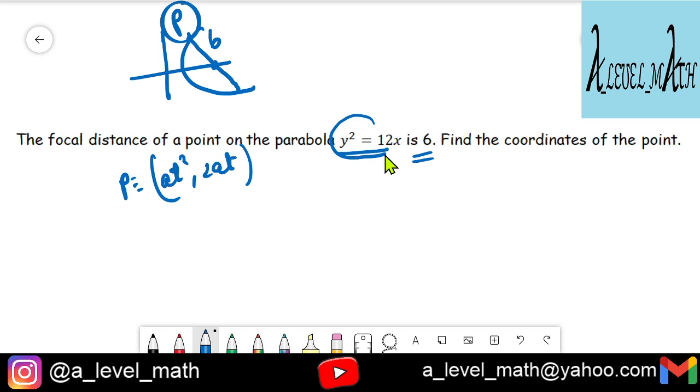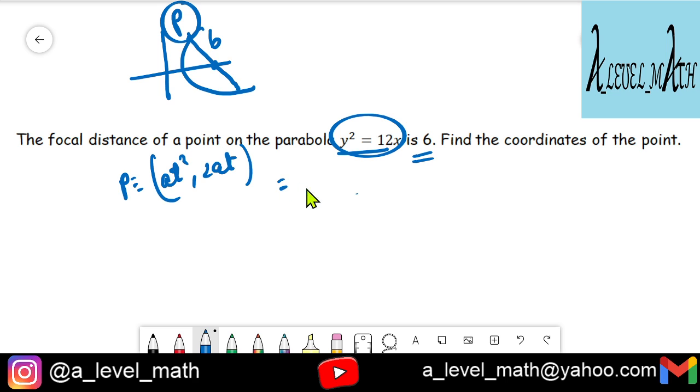We can find out the value of a from here. So y square is equal to 12x. We can write this as y square is equal to 4 times 3 times x. So my a becomes 3. So a is equal to 3.